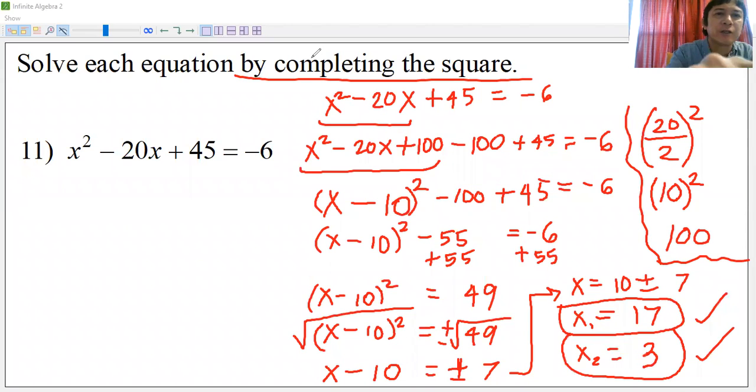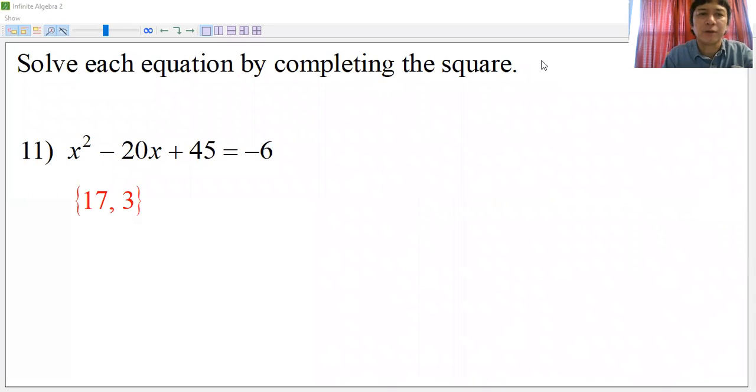Let us verify the answers. We have 17 and 3. Exactly what we obtained. So let's continue with the next. We have the correct answers. Let's continue with number 12. Let's have the 12.